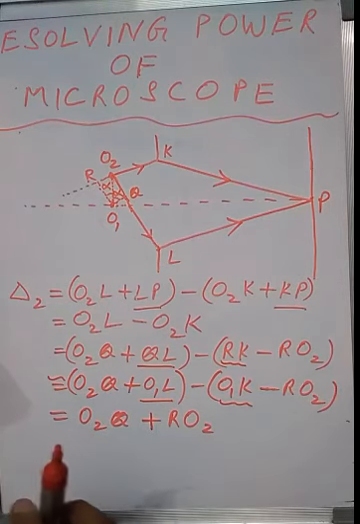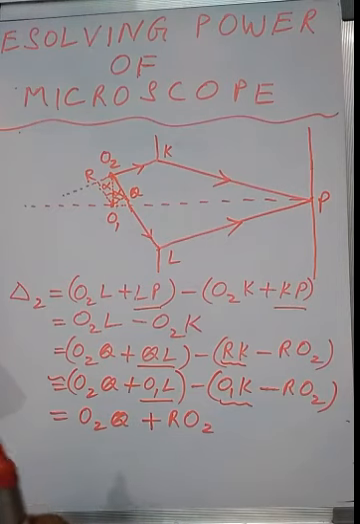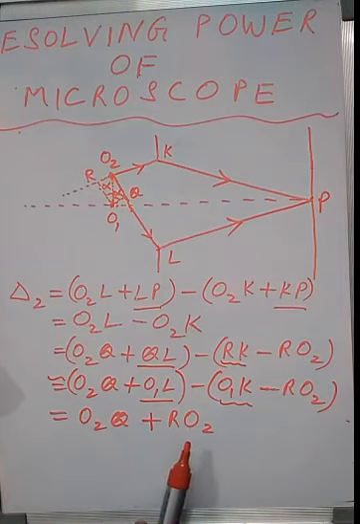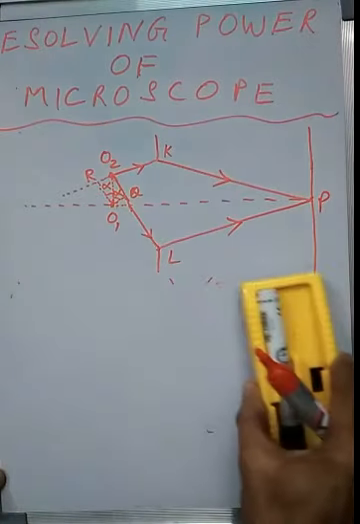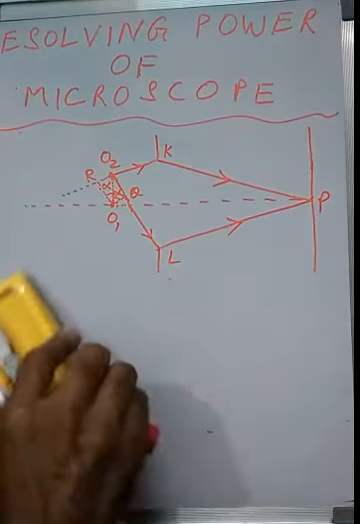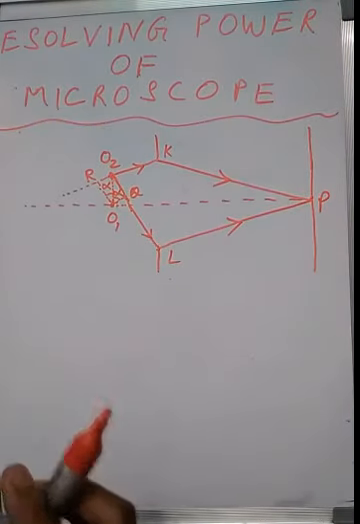So this is how we calculate the path difference between rays of light coming from O2. Now we have to find the values of O2Q and RO2 in the next step. How to find these two terms? For that purpose, we shall use these triangles.